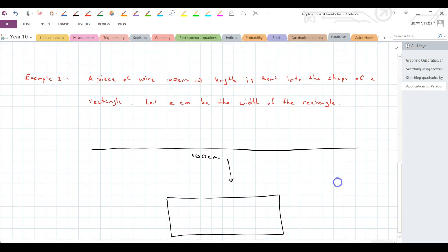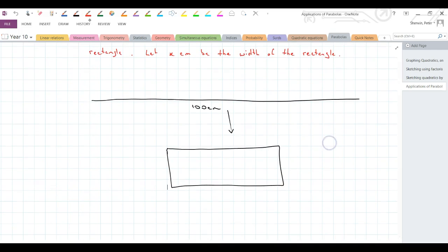Right, but we now know what the perimeter is, don't we? Because we're using that 100 centimeters. Let x centimeters be the width of the rectangle. All right, so let's do as we're told and put x centimeters there. That's the width of the rectangle. Now if that's x, what we want is an expression for the length, don't we? So if that's x, I know that this is x centimeters.